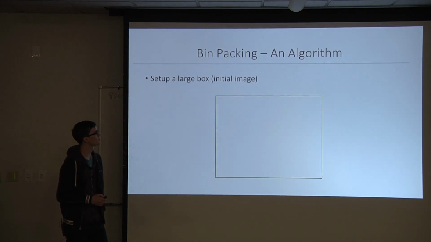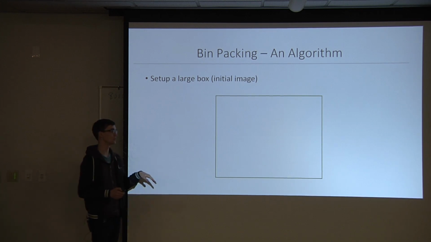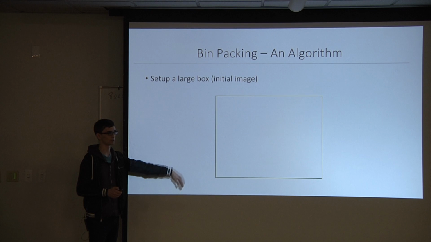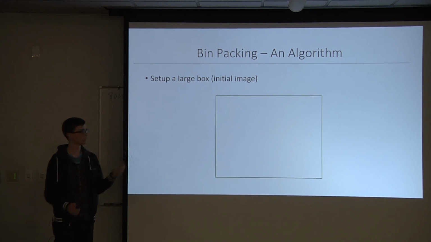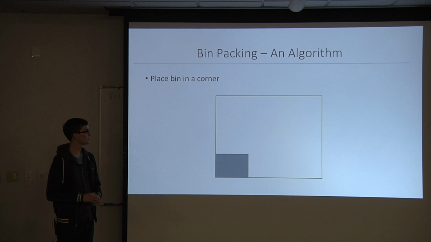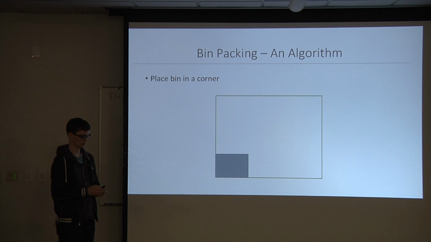So I'll go over the simplest algorithm I could think of to make a texture atlas. You start with a big 2D array. This is just a bunch of empty pixels. You just allocate a bunch of space, and you want to put smaller images inside this thing. So here's the empty space. Then you place an image into a corner. And you're going to place images in the same corner from here on out. It doesn't matter which one. We're just going to keep that corner consistent.